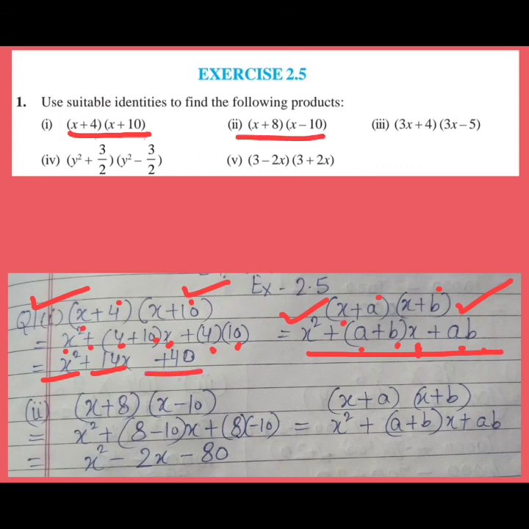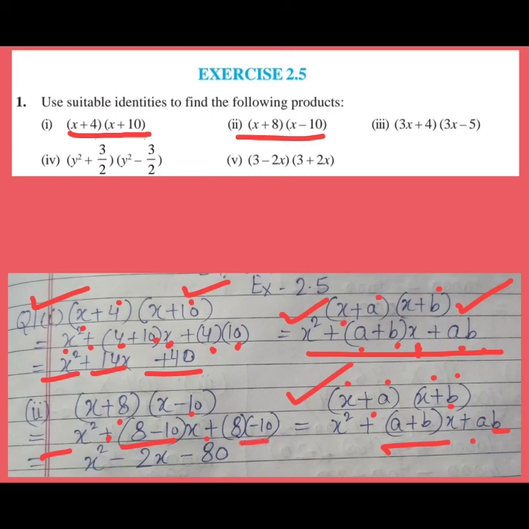Second expression is x plus 8 in one bracket and x minus 10 in another bracket. Again the variable is x and the constants are different, so we apply the identity x plus a in one bracket and x plus b in another bracket. Here a is 8 and b is minus 10, so we write x square plus a plus b, so we write 8 minus 10 because b is negative here, plus as it is given in the formula, then ab means a multiply b, so we write 8 multiply minus 10.